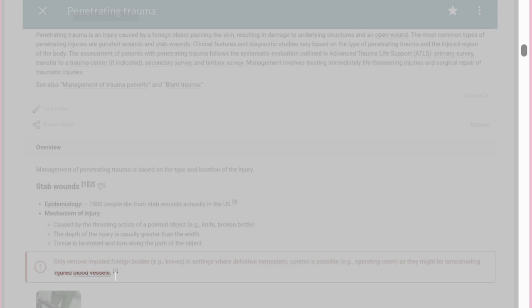Gunshot wounds, GSWs. Epidemiology: the mortality rate for gunshot injuries in the U.S. is 10.2 per 100,000 adults. Most deaths are due to firearm-related suicide rather than homicide, 2:1.